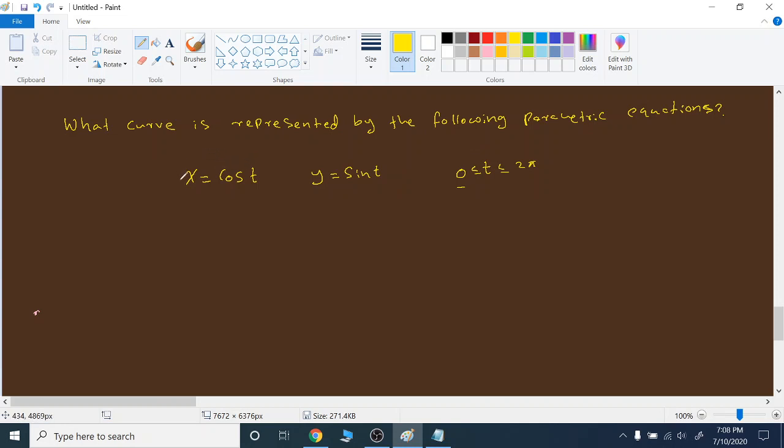In order to get an idea about the shape of this curve, one way is to extract out a relationship between x and y, because then we can plot that relationship in an xy plane. So in this case also, since you have some simple trigonometric terms, we can easily get a relationship between x and y.